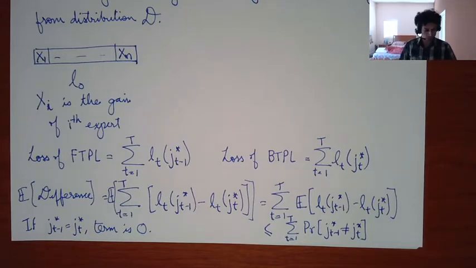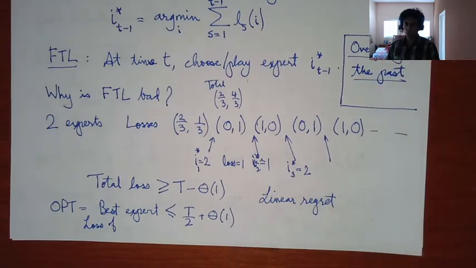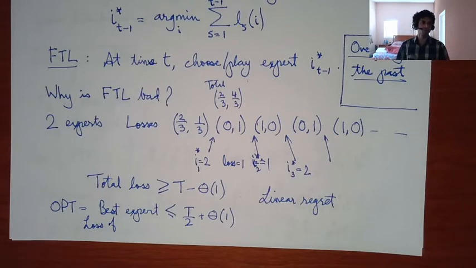This is very interesting because let's go back to this bad example. What was the problem with Follow-The-Leader? Follow-The-Leader kept switching. If Follow-The-Leader actually picked one of these experts and stuck to it for a while before deciding to switch, it would have actually performed quite well, depending on how long it decided to stay. But every switch was costing it.